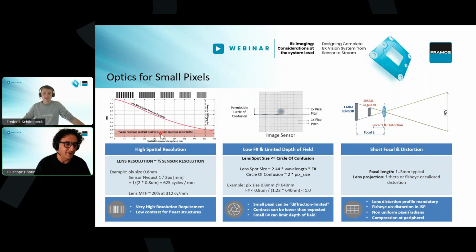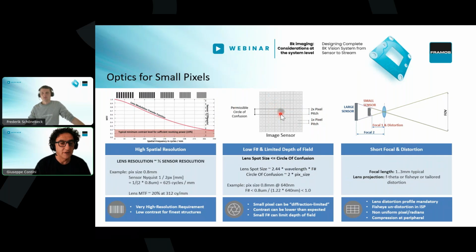quality lens, say that. And so here you see 600 cycles per millimeter if you want to run 0.8 micron pixels, or this is the Nyquist frequency of the sensor. The lens should match the MTF of the sensor. Again, the circle of confusion, the spot on the sensor should not be 2 times bigger than the pixel, or should be within 2 pixels. This means that because the pixel is very small, the size of the spot should be very small.